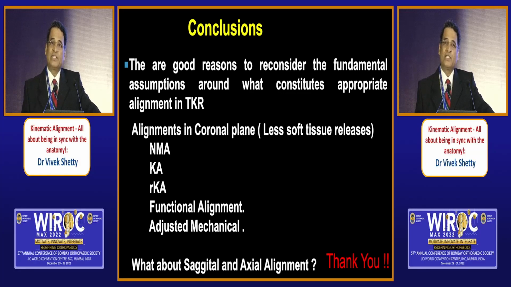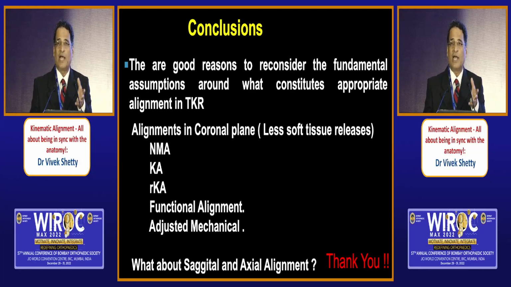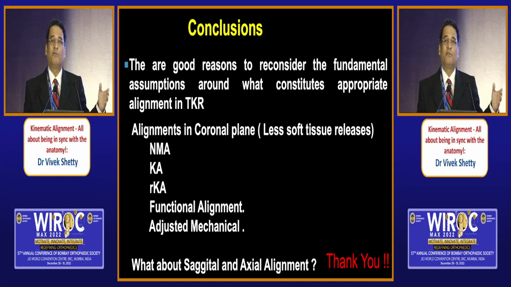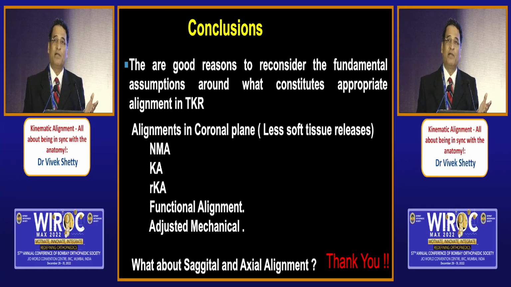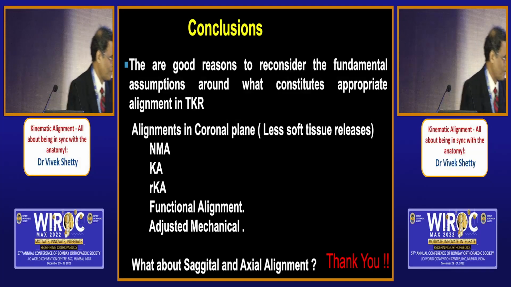What it has made us definitely think of is alignment in the coronal plane, but we need to think about axial as well as the sagittal plane. It has come up with new terminologies, the restricted kinematic, the functional alignment, the adjusted mechanical, and now the intelligent alignment as well with the robot coming into the picture. Thank you very much for your attention.